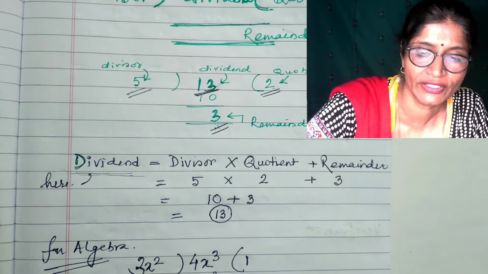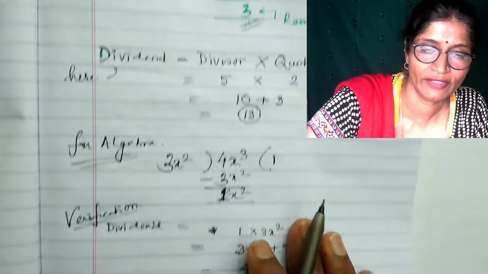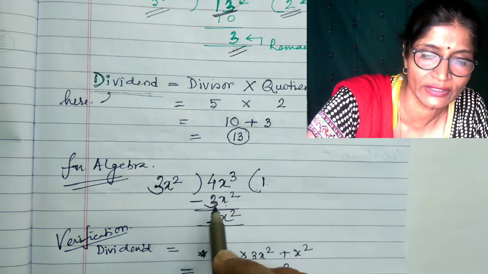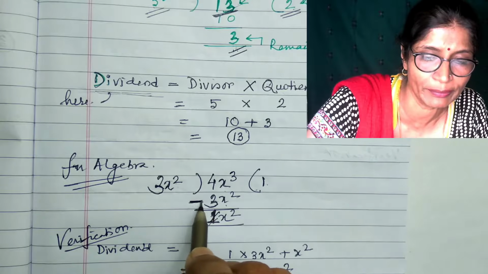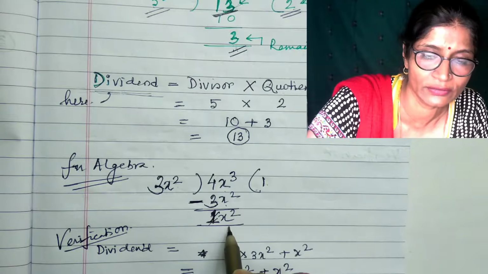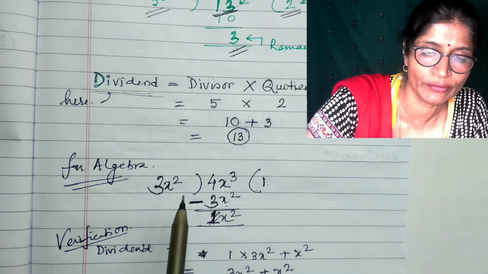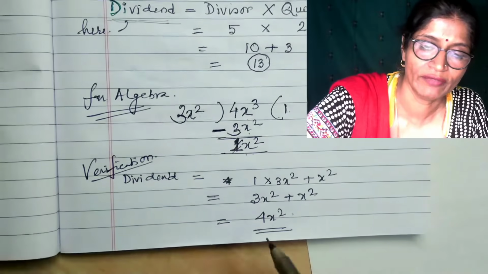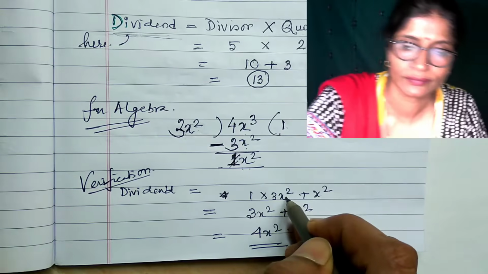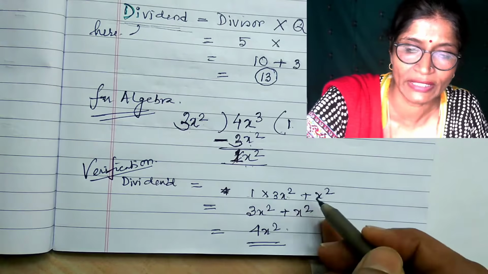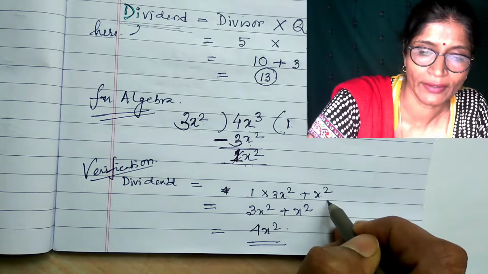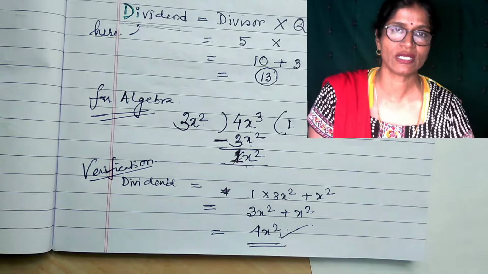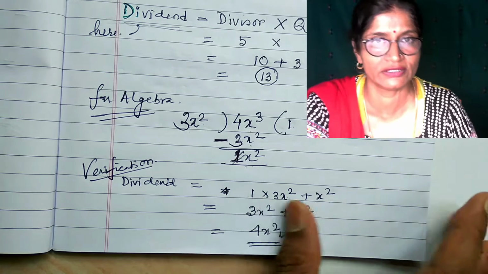Like in algebra, if 3x square into 4x cube is there, if I divide it, then it will go one time. I'll write it here 3x square, this one, then you know in arithmetic also we subtract it here. So you will get here x square. Now verify that. If I want to verify, this into this plus this will give me this. So divisor into quotient plus the remainder will give me the dividend. So this is about the verification, how we can verify a division whether it is right or wrong.